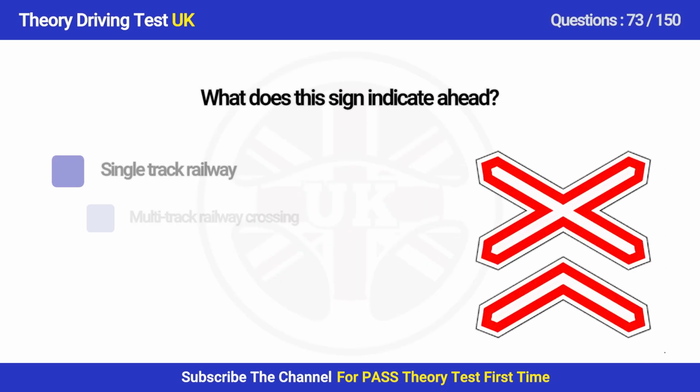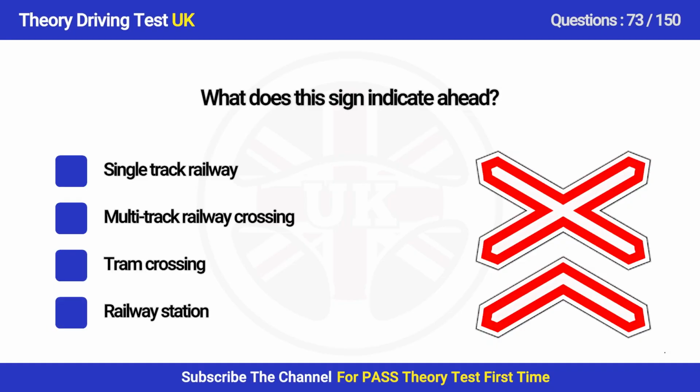Question 73. What does this sign indicate ahead? A. Single-track railway. B. Railway crossing. C. Tram crossing. D. Railway station.